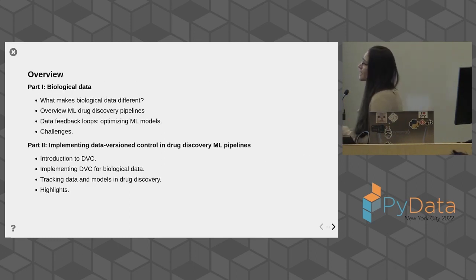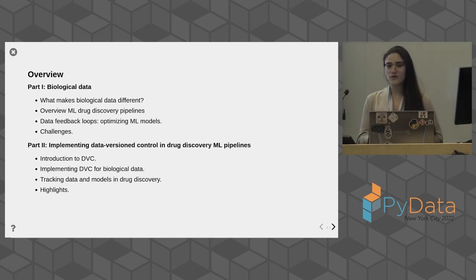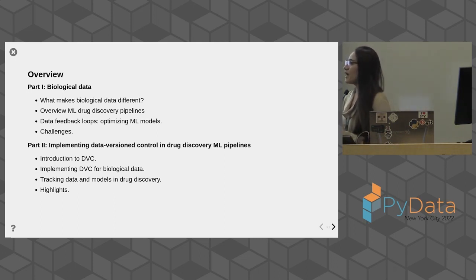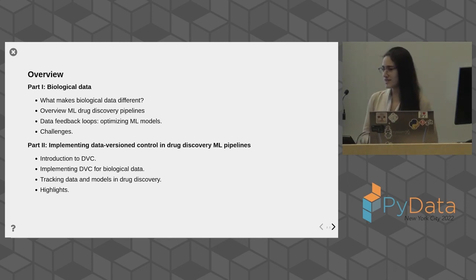So I structured this talk to have two main blocks. In the first block, I'm going to introduce biological data, and I would like to show you why working with biological data in machine learning pipelines is different. I would also like to highlight how that difference affects the development of machine learning pipelines, and how we should be prepared for data feedback loops, and what the challenges are that we're facing.